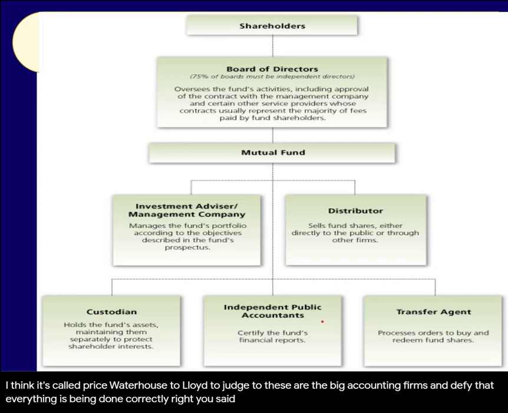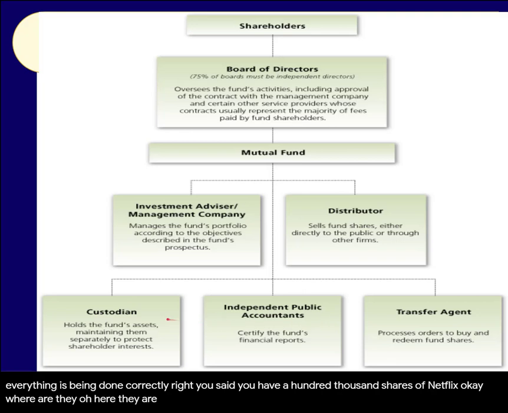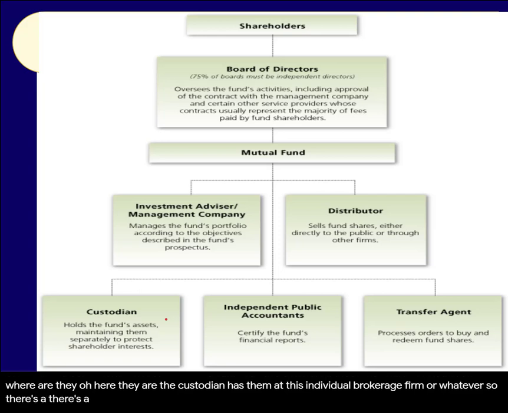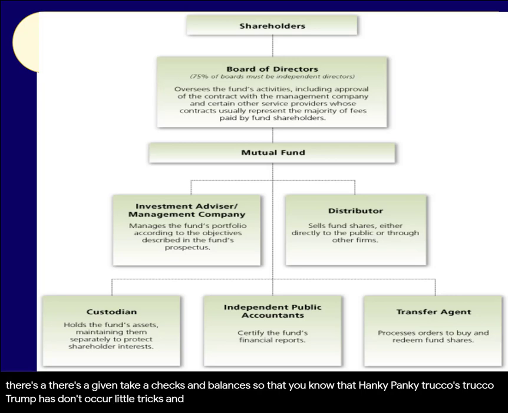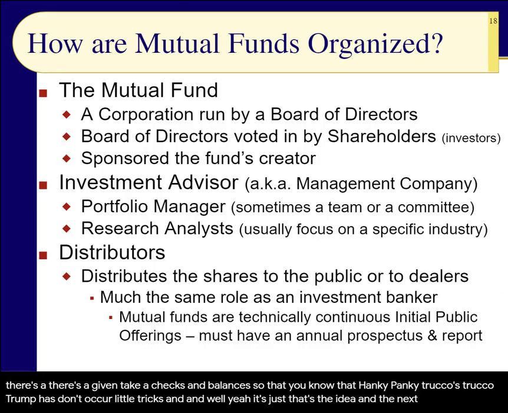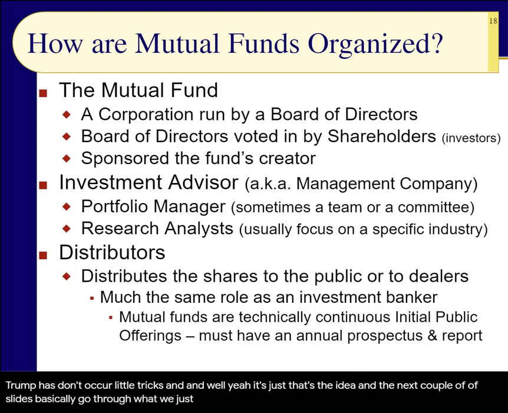You said you have 100,000 shares of Netflix. Okay, where are they? Oh, here they are. The custodian has them at this individual brokerage firm or whatever. So there's a give and take, a checks and balances, so that the hanky panky, little tricks, don't occur. That's the idea. And the next couple of slides basically go through what we just described in the graphic.